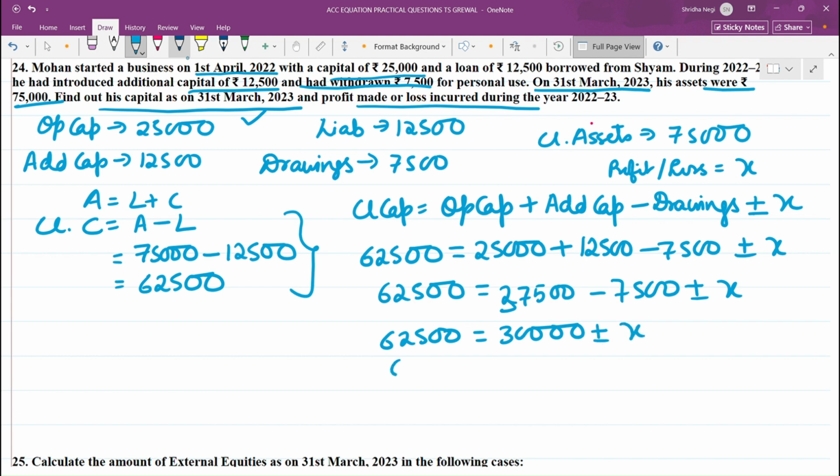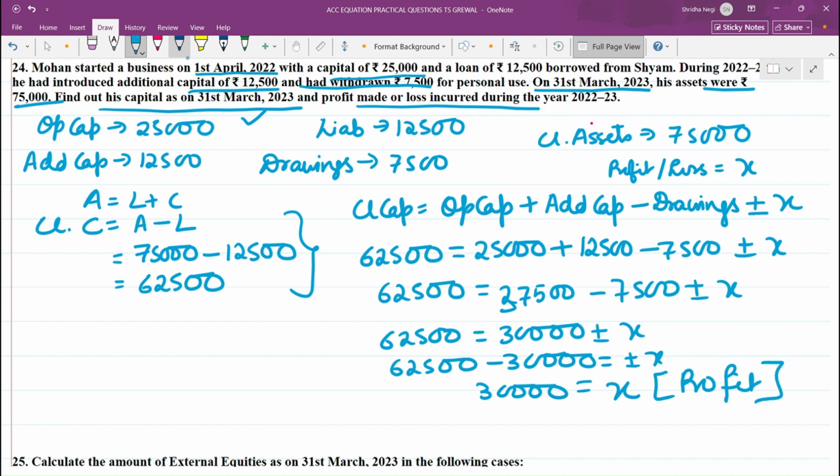तो अब ये 30,000 इधर ले गए, 62,500 minus 30,000 is equal to plus minus X. How much? It's a positive number. So that means X is the profit. X is profit. Profit of how much? Sorry, this is not 30,000, it is 32,500. 32,500 is the profit. How did you say it is a profit? Because it is positive. Okay, so it is a profit. This is a very, very important question. Please practice it.